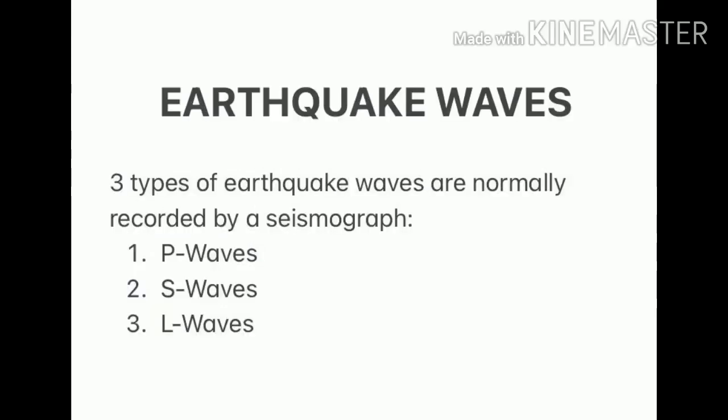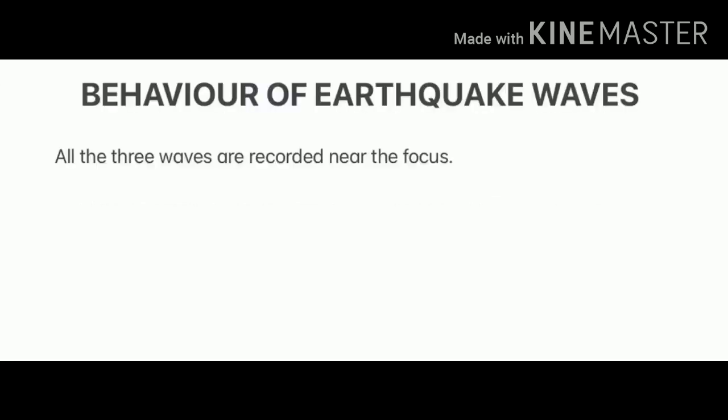P and S waves are called body waves because they can travel through the solid body of the earth, whereas surface waves move along the surface or the upper crust of the earth. Next, behavior of the earthquake waves. These waves behave in different ways as they travel and pass through different mediums, be it solid, liquid, or gas. All the three waves, P, S, and L, are recorded near the focus of the earthquake.